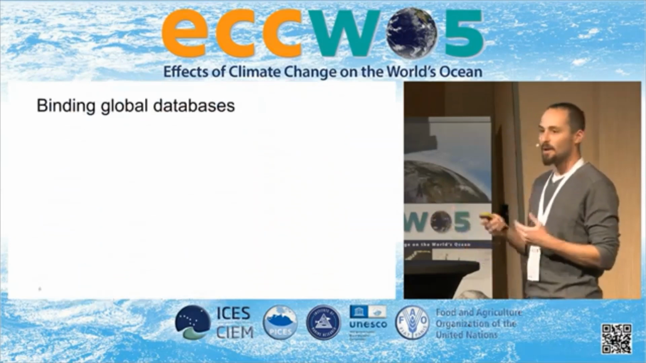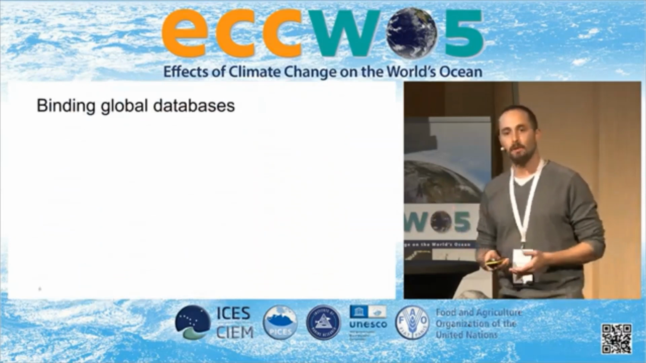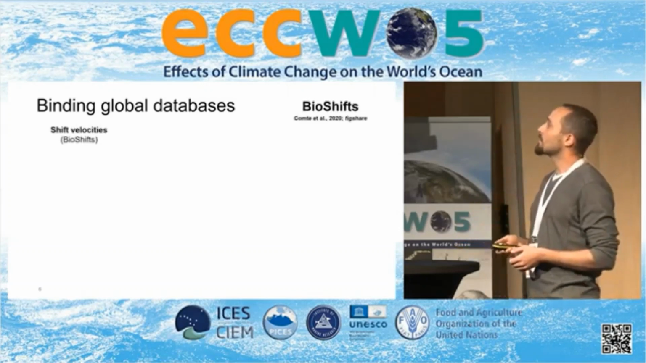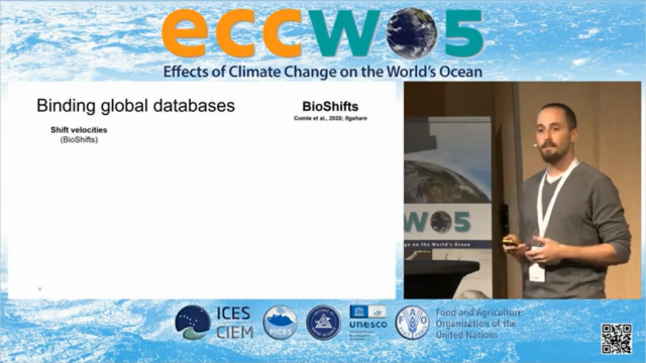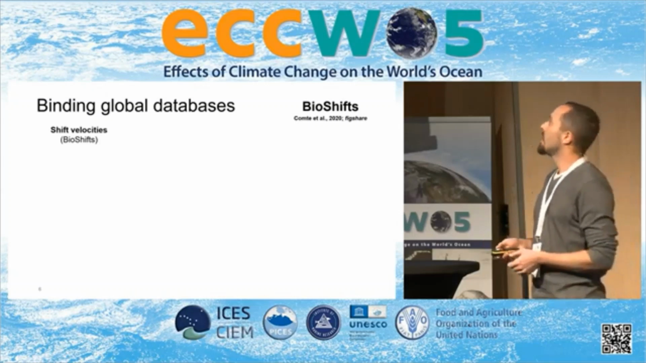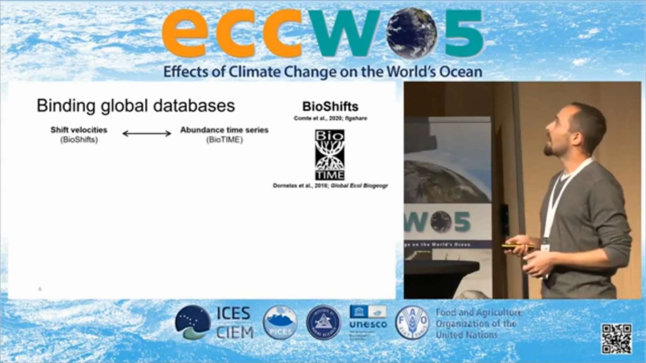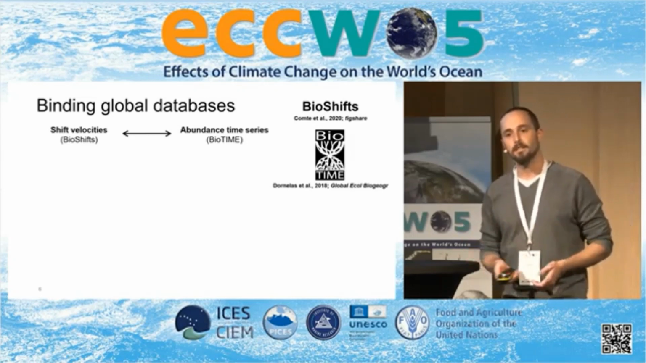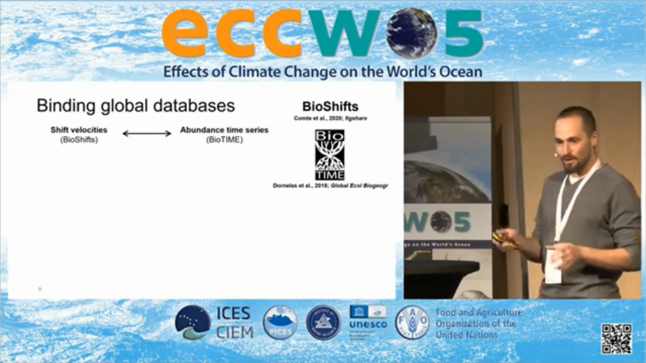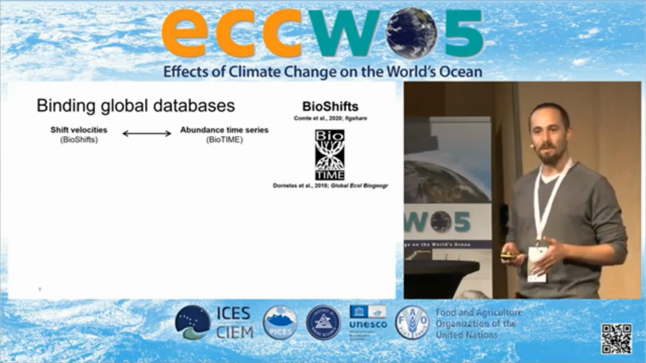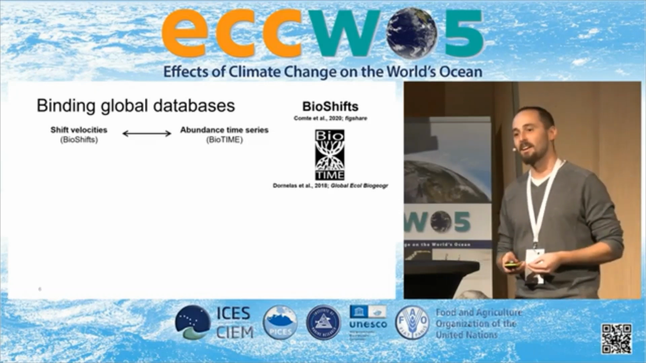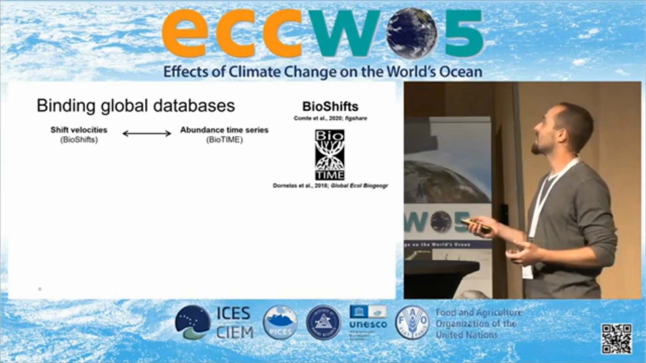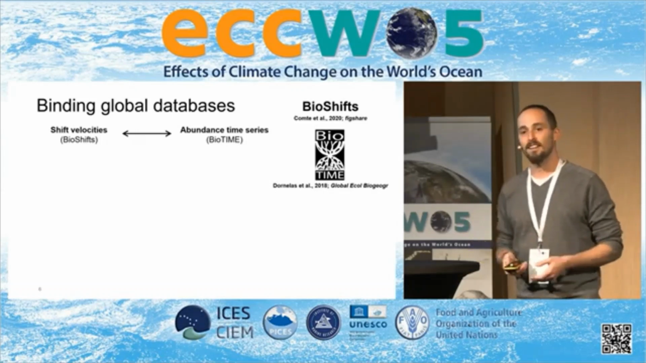So how can we examine this hypothesis? We combined two global databases. The first database is called BioShifts, and it measured different climate-induced shift velocities. The second data set is called BioTime, and it measured abundance time series of different populations worldwide. First of all, I would like to take this moment to thank the publishers of these databases, who made them public and allowed us to explore this relationship.